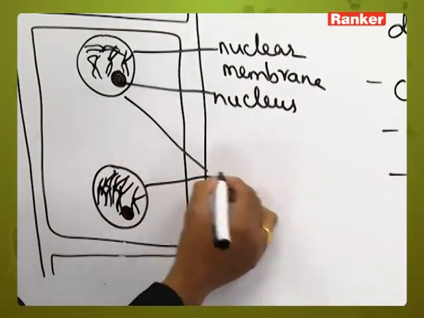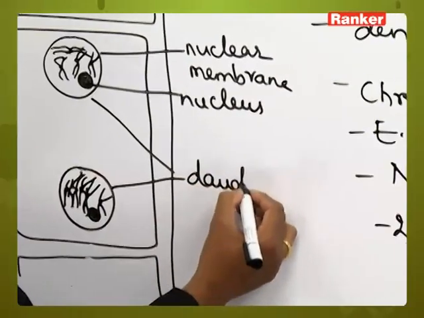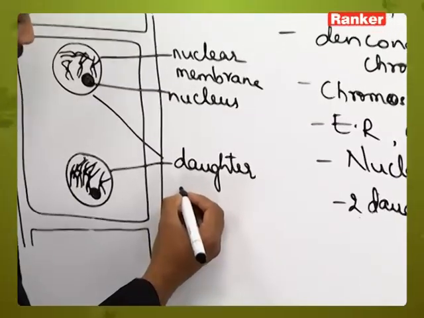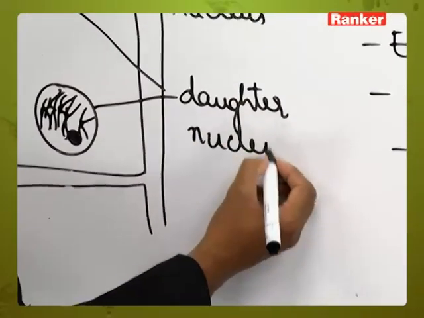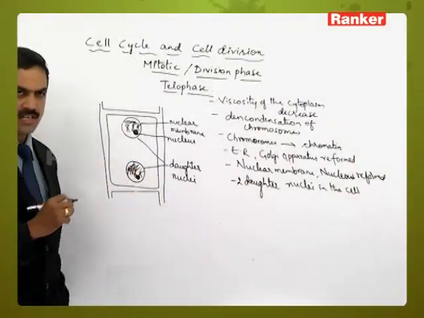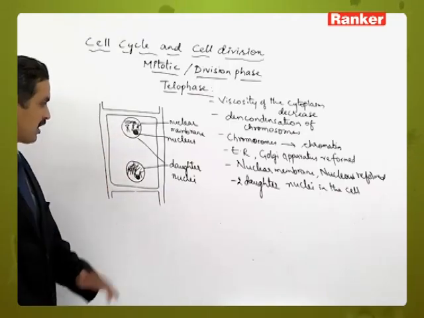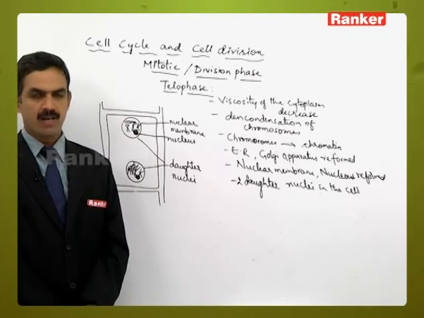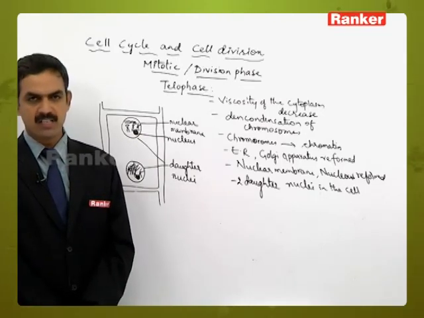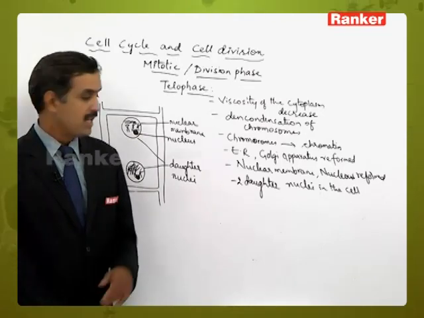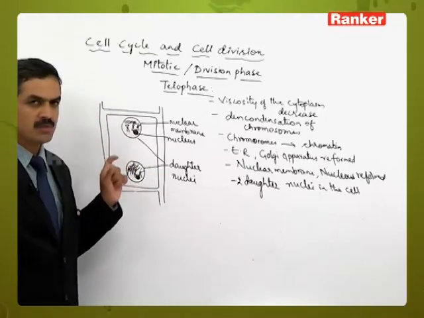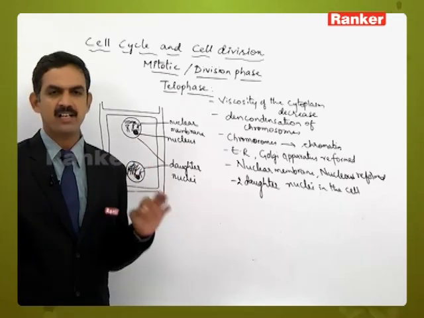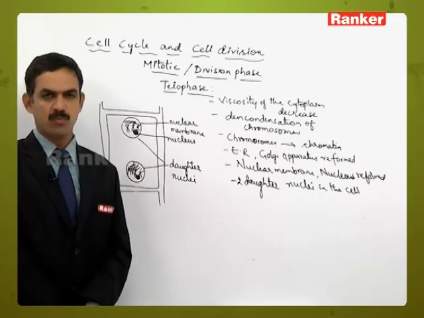These two are called daughter nuclei. The number of chromosomes present in each of the daughter nuclei will be the same, and they are not only equal to each other, but equal to the chromosomes present in the parent cell. And the ploidy of the chromosomes present in the nucleus is also exactly the same as that of the parent cell.